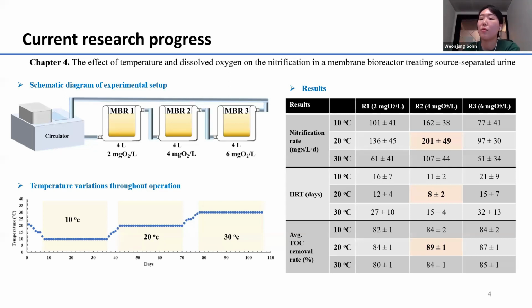The HRT depends on the nitrification rate in the MBR. That's why I'm focusing on the nitrification rate and HRT as a subsequent, following factor. So I'm focusing on two factors to see the close relations.